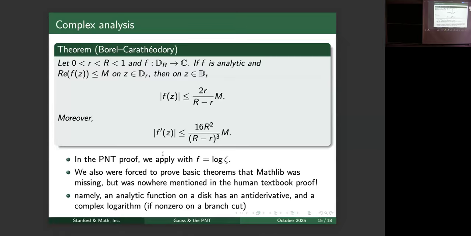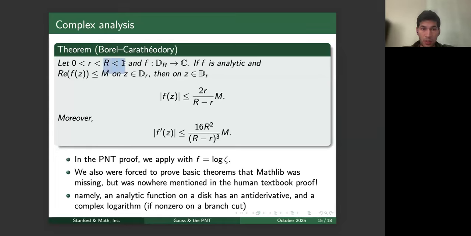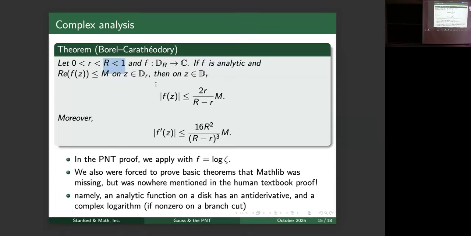Can I ask a question? Yeah, sure. The statement looks weird to me. I'm missing something, I think. Like, what if I pick f to be the identity map and then let the capital R go to infinity? Looks like f becomes... So R has to be less than 1. R is not 1. I see. That's very important. So R is not going to go to infinity. Okay, thank you.